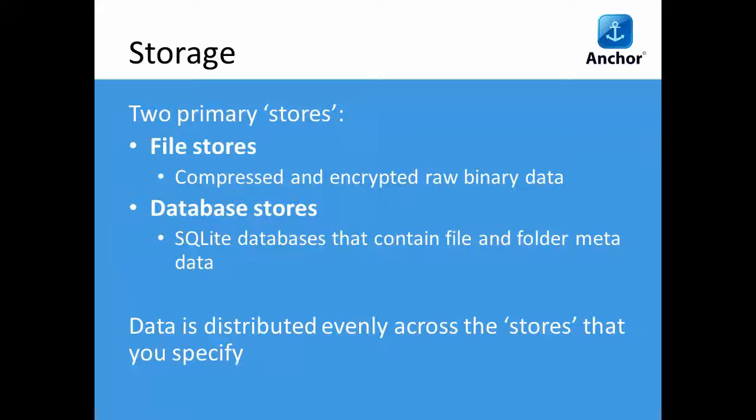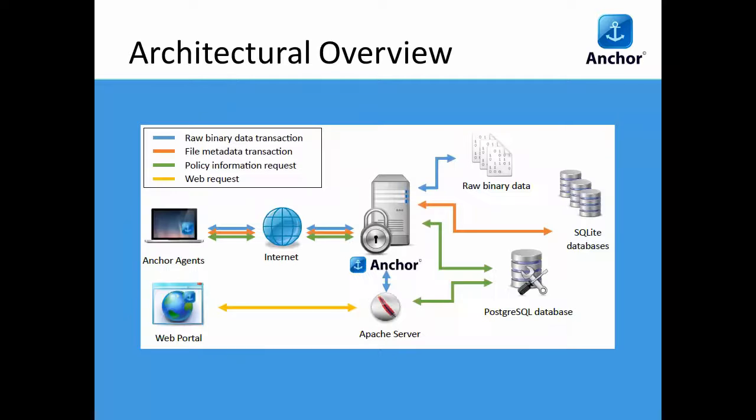So if you start with a 1 terabyte drive and you fill that up to 750 gigs, all you need to do is add another terabyte drive, for example, and we will write to that other terabyte drive, the new terabyte drive, until it is about even with your first terabyte drive, and then we'll write evenly across both of them until they fill. So going back to the architectural overview, you can see how the storage comes into play.